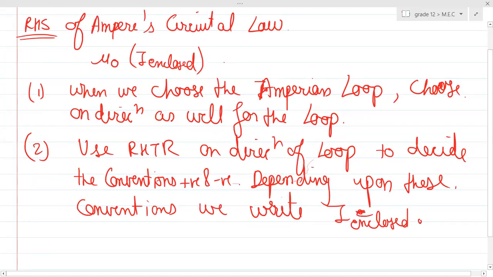Is this clear, guys? So for the RHS, you understood what you need to do? Whenever we choose the Amperian loop, choose the direction as well, so that you can decide which direction is positive and which is negative. Depending upon that, we decide which is positive and which is negative. Is this clear?